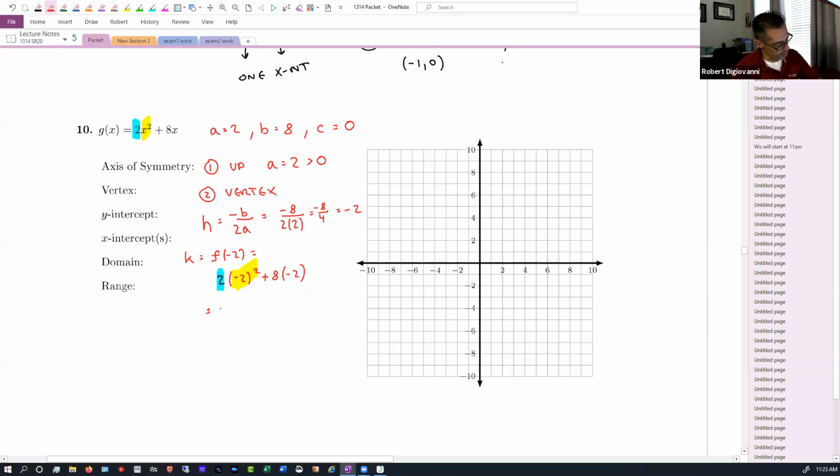So we'll get 2 times, now -2 times -2 is 4. And then this should be -16. So we get 8 minus 16, which is negative 8. So we have a vertex of negative 2, negative 8. Any questions there?